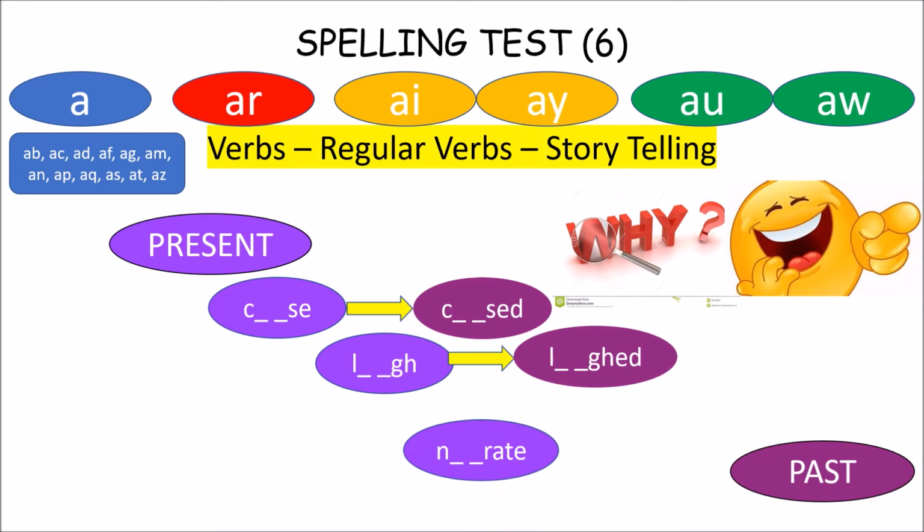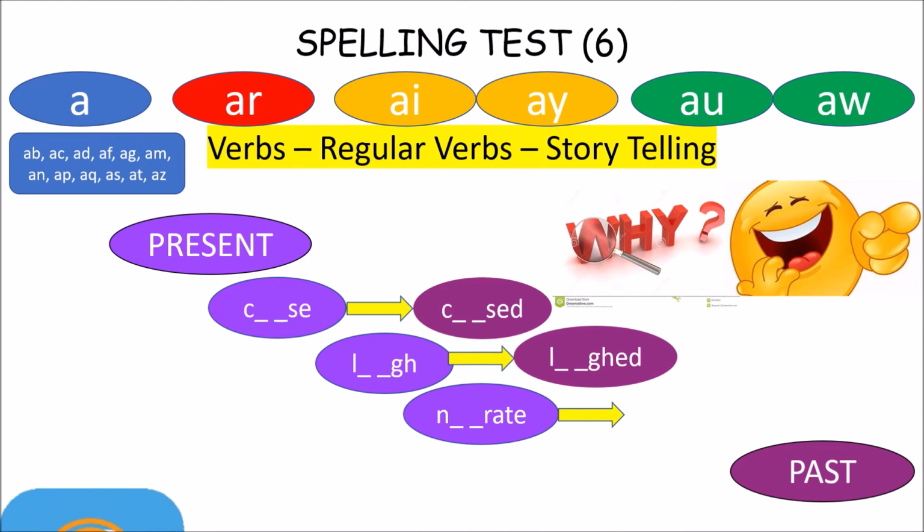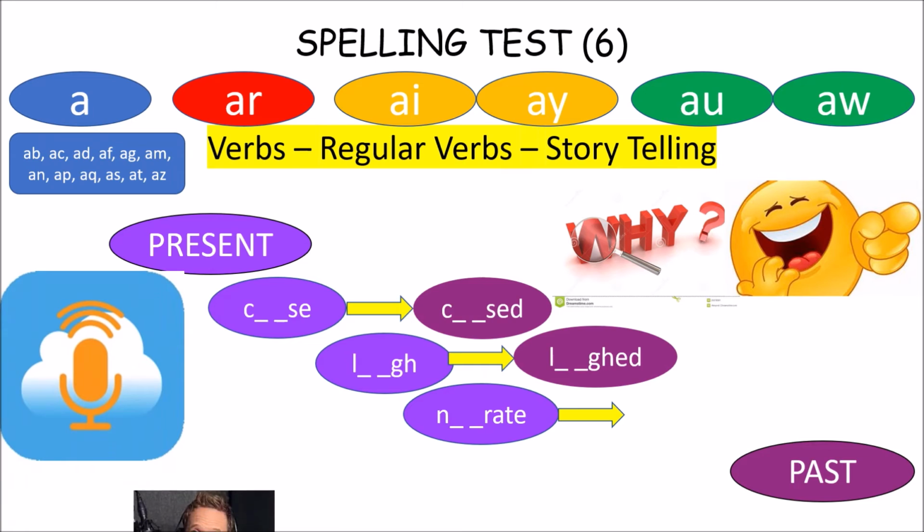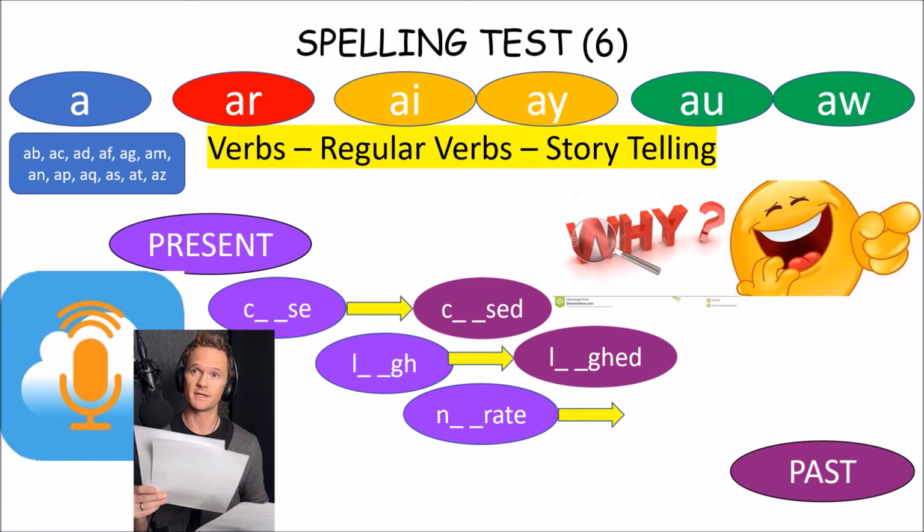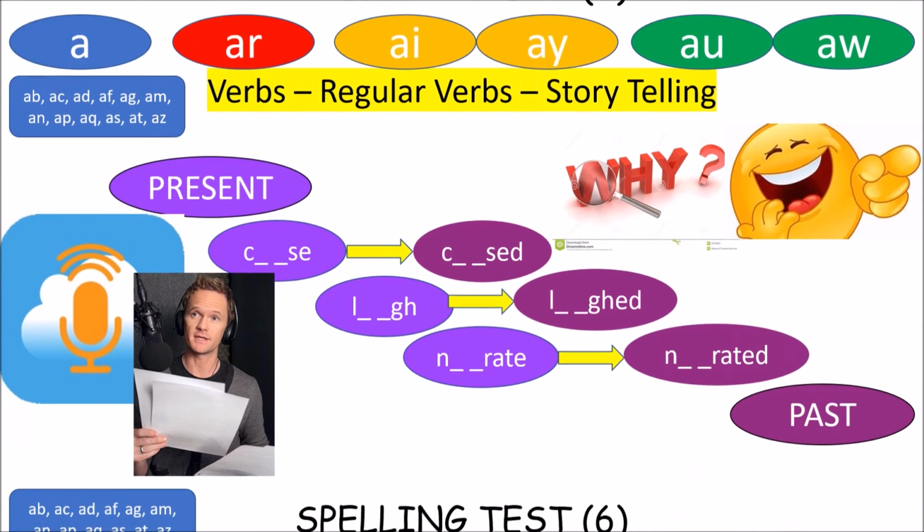The background of the story needs to be narrated, R as in narrated, before different characters contribute their parts in a conversation. The narrator has a very important role in telling the story. N as in narrate, and the past tense is narrated.